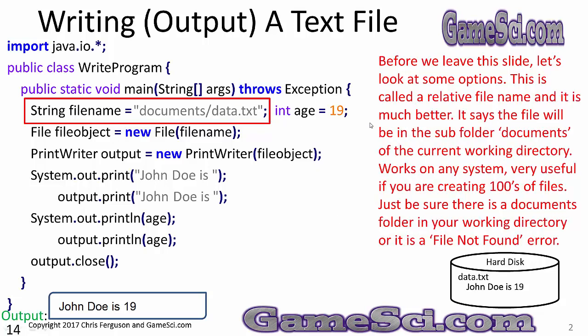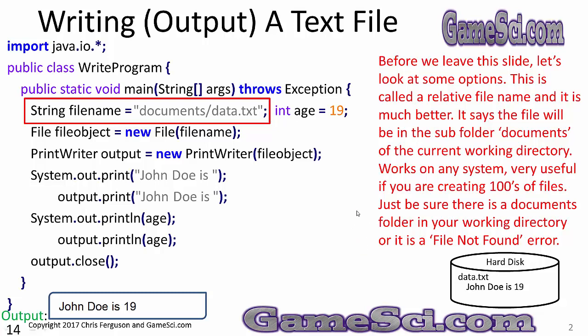Before we leave this slide, let's look at some options. This is called a relative file name. In the red box, I'm setting up fileName to contain a relative file name or file path. It says the file will be in a subfolder Documents of the current working directory. Now this works on any system. It is very useful if you're creating hundreds of files. Just be sure there is a Documents folder in your current working directory, or you'll get a File Not Found error.